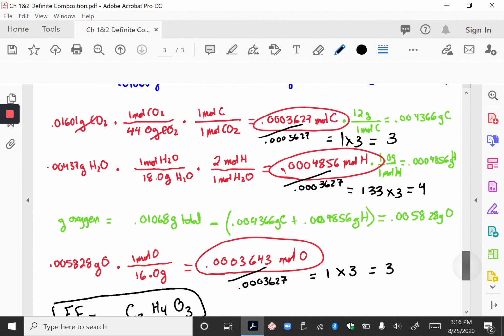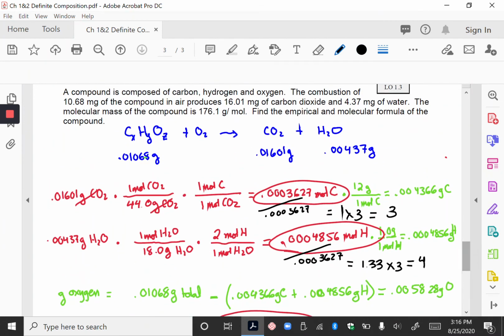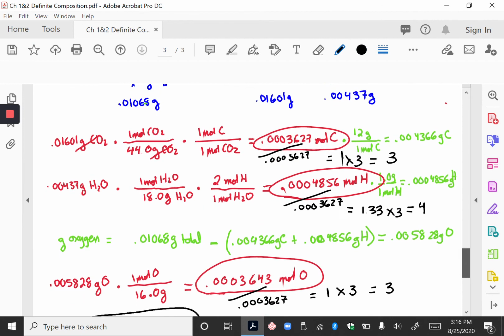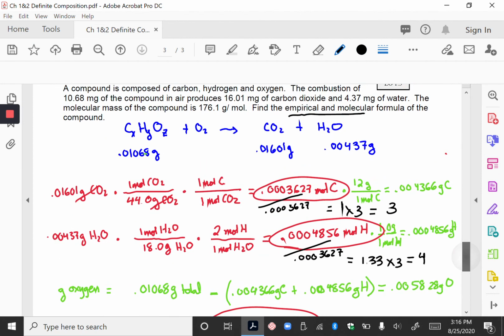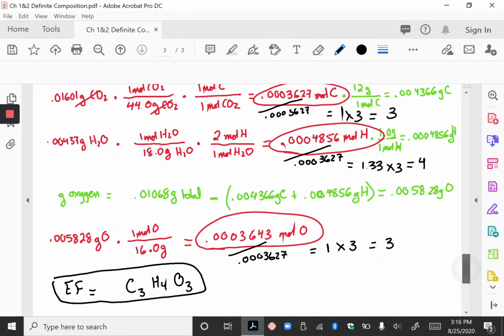All that, and I'm done with the first part. Remember, it asked me for the empirical and the molecular. It's actually pretty easy after that. It's just a simple one more step to find the molecular, but this is my empirical, the simplest whole number ratio.